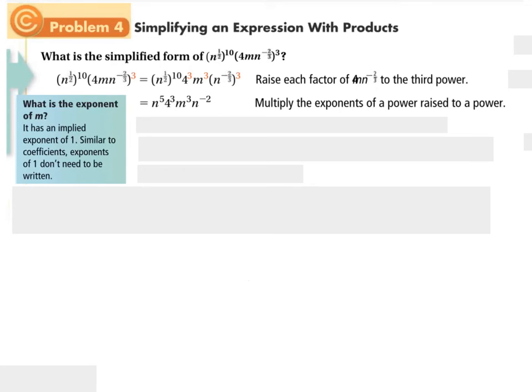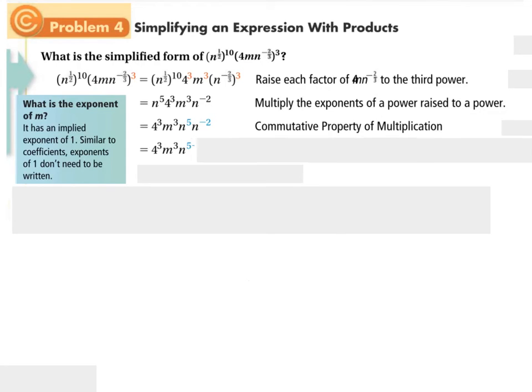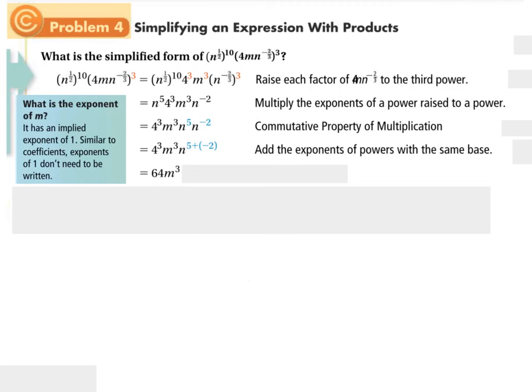Okay, now what do we need to do? There's a couple of things we need to do here. We need to resolve this 4 to the 3rd power, and we need to put these n terms together because there's 2 of them, and we have to add their exponents. Commutative property, they're just reordering them first to put these next to each other, and then they have the same base. Multiplying with the same base, we add those exponents together. And of course 4 to the 3rd power, 4 times 4 times 4 is 64. M to the 3rd, there's nothing to combine it with, so it stays. And n to the, what's 5 plus -2? It's 3, so n to the 3rd power.